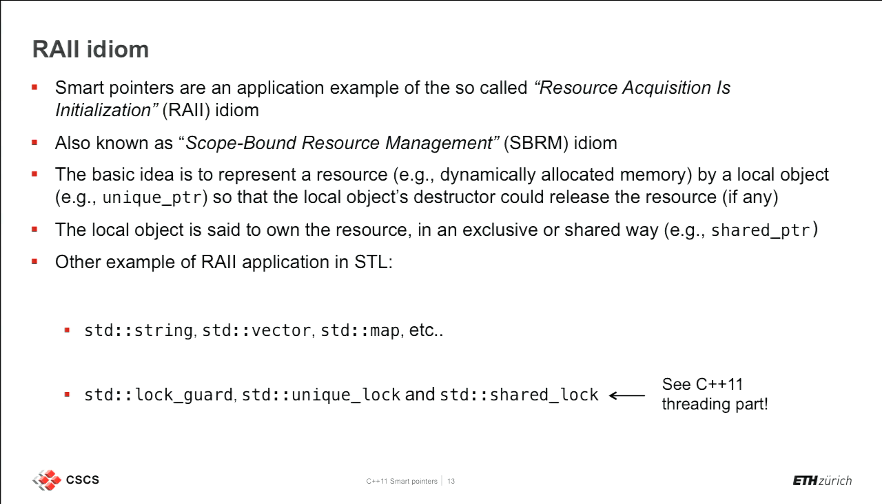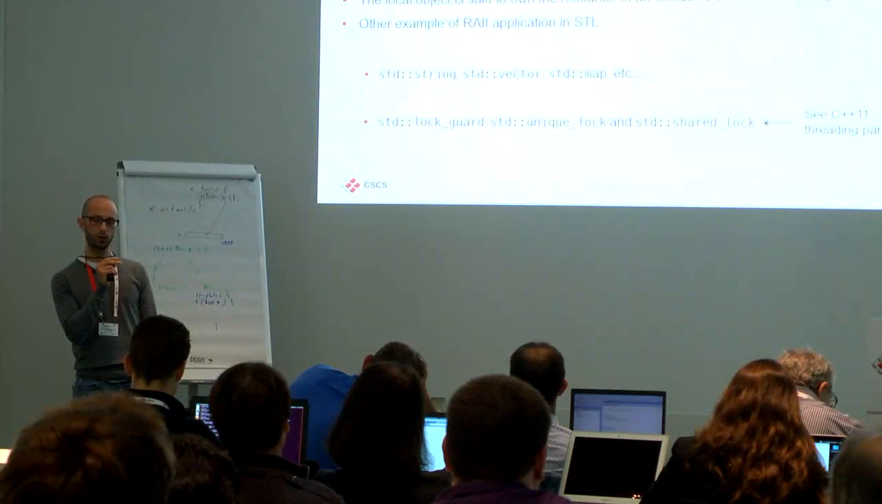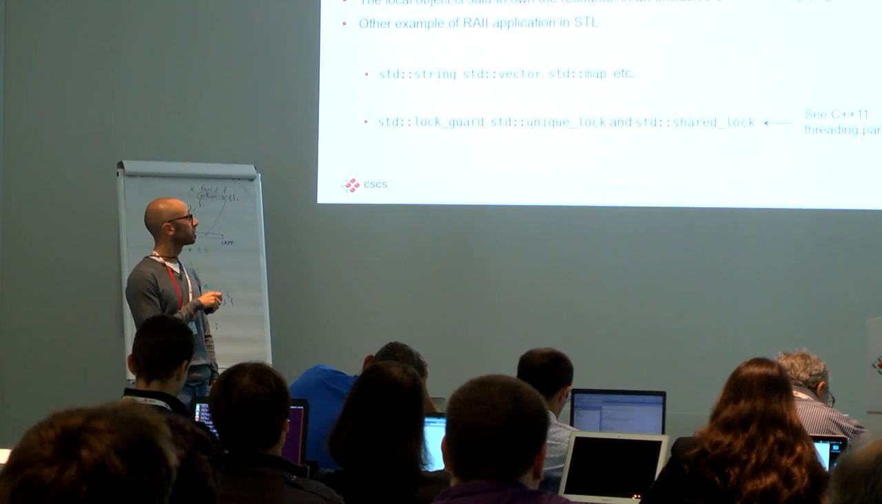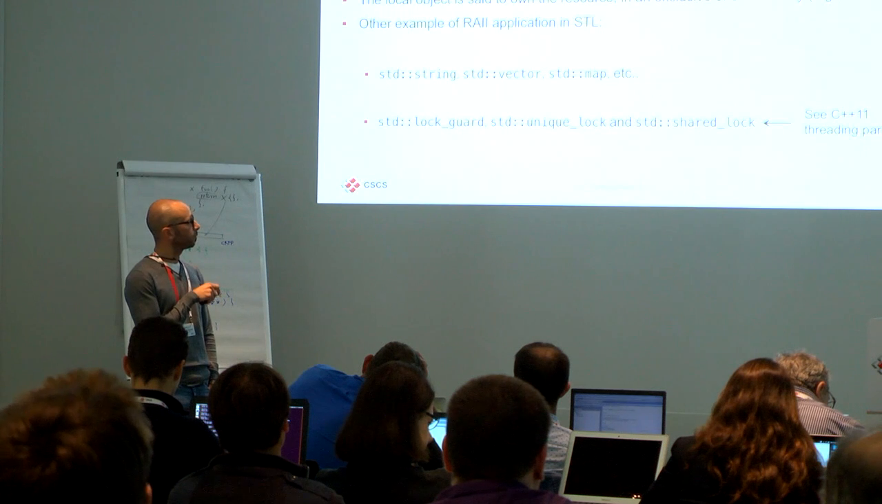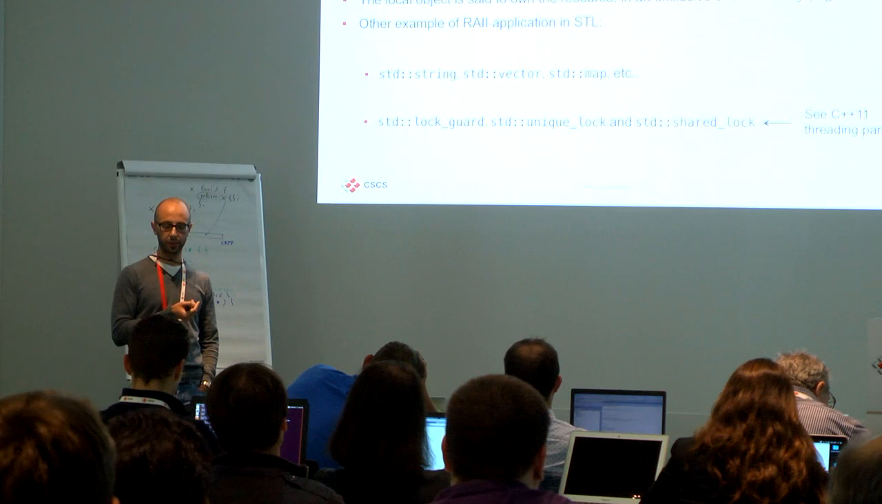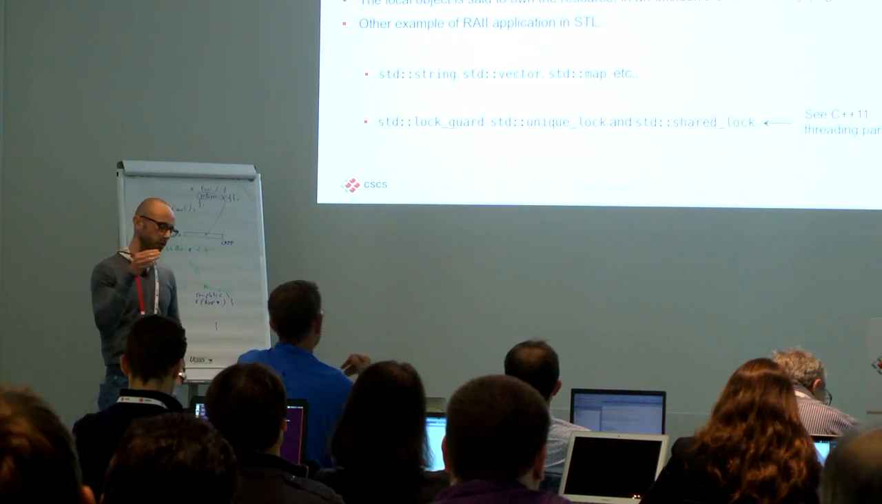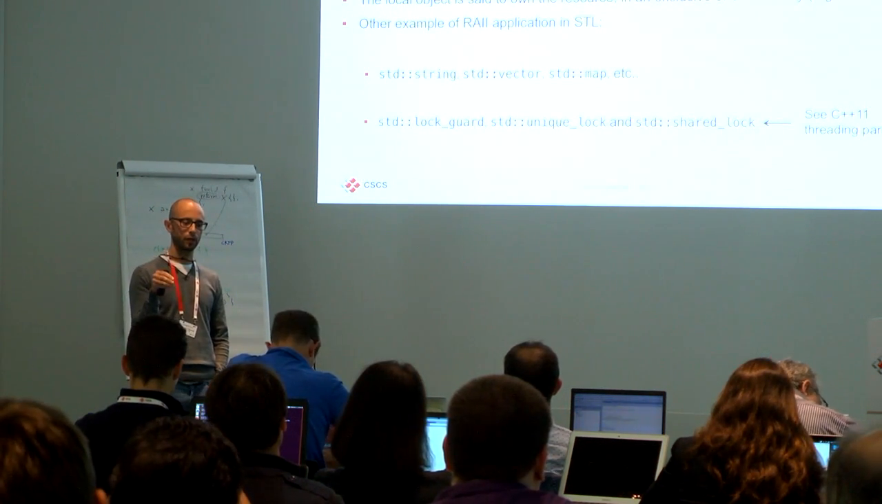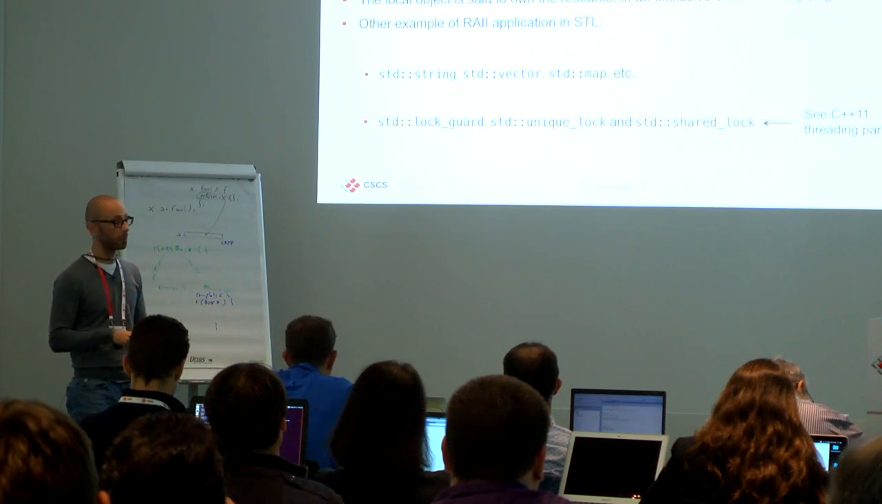We have two kinds of ownership of the resource that we are using. As I told you, we can have exclusive ownership of the resource, which is the case of the unique pointer, where you can have just one instance of unique pointer controlling the resource. And you can also have another type of ownership, which is shared ownership, the case of the shared pointer and of the weak pointer. In this case, you can have more than one instance of this kind of object controlling the same resource, the same memory location.